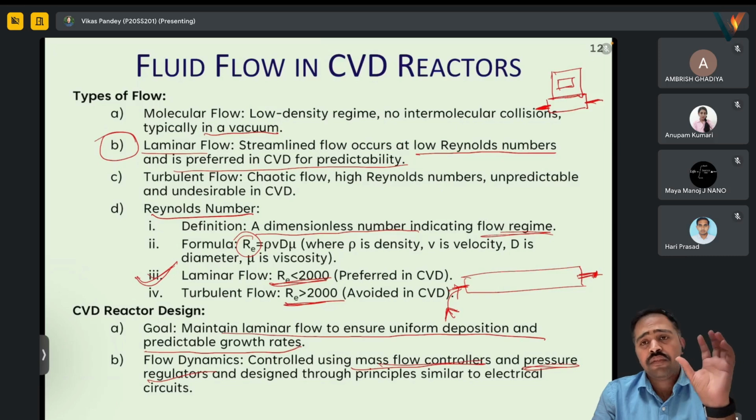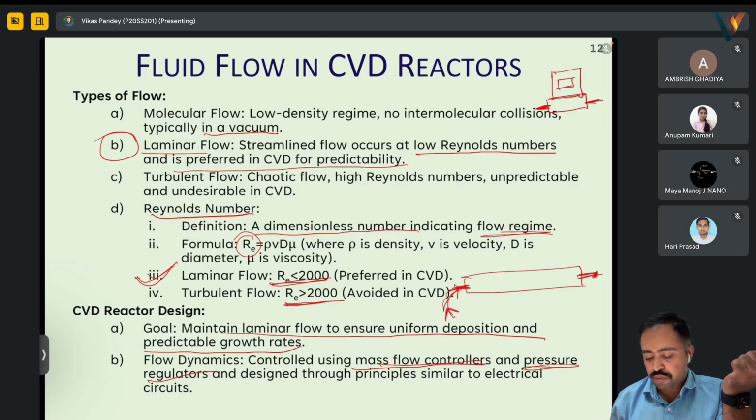They are electromechanical devices where they control the flow rate, and precise flow rates are maintained throughout the process so that we get a laminar flow. We don't get a turbulent flow, and the tubes, inlet, outlet, everything is clean.